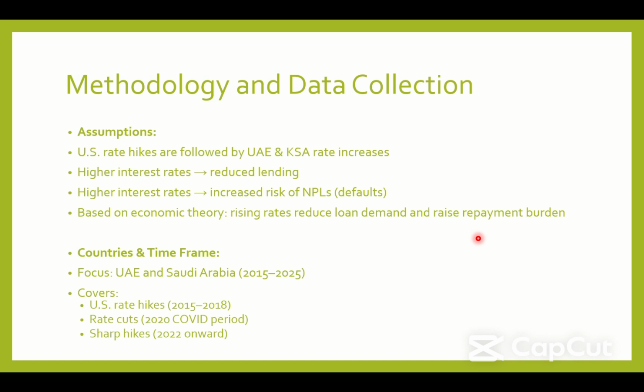Now, in terms of what countries and what time frame we're focusing on, this study looks specifically at the UAE and Saudi Arabia, the two largest and most influential economies in the Gulf region. Both have strong modern banking systems, and they also publish reliable financial data, which makes them ideal for this kind of research. The time period we're looking at is from 2015 to 2025, which includes a few important phases. This time frame captures certain types of interest rate environments: rising, falling, and sharply rising again, which gives us a broad view of how UAE and Saudi Arabia react to US monetary policy.